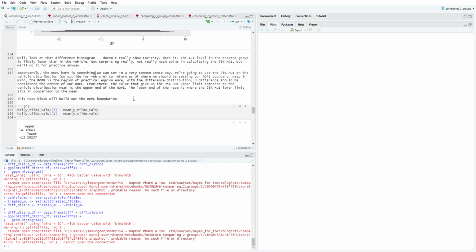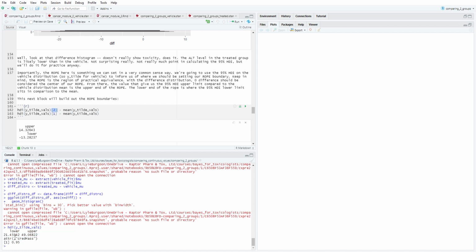The other way I could go, and I'm doing it this way mostly to show you how to calculate it, is to use the vehicle data. So what we're going to do is some fancy math. We're going to calculate the highest density interval on the y tilde. Remember, this is the posterior predicted values. These are the predicted values for y, or for ALT, that we think we're going to have in the vehicles. And I'm going to take number 2. So let me just go through this really quick so you can see exactly how I got to this particular notation.